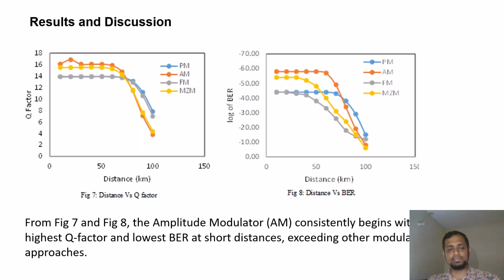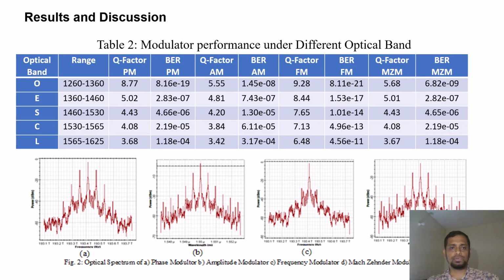In the results and discussion, we can see that with the increase of the distance, our Q factor and BER are also decreasing. In that case, we have 4 modulators and we check the performance. In this table, we can see a complete result. First of all we use the phase modulator, then amplitude modulator, frequency modulator and Mach Zehnder modulator.